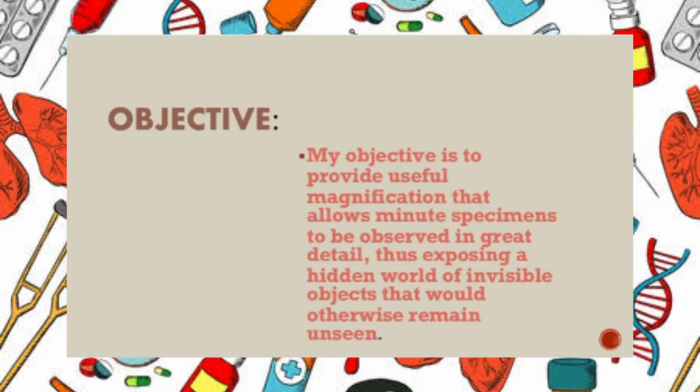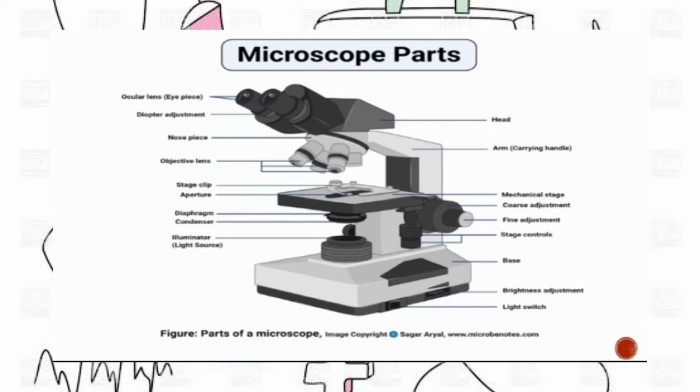My objective is to provide useful magnification that allows minute specimens to be observed in great detail, thus exposing a hidden world of invisible objects that would otherwise remain unseen. So these are the parts of the microscope. First is the ocular lens or eyepiece, diopter adjustment, nosepiece, objective lens, stage clips, aperture, diaphragm, condenser, illuminator or light source, head, arm, mechanical stage, coarse adjustment, fine adjustment, stage controls, base, brightness adjustment, and light switch.